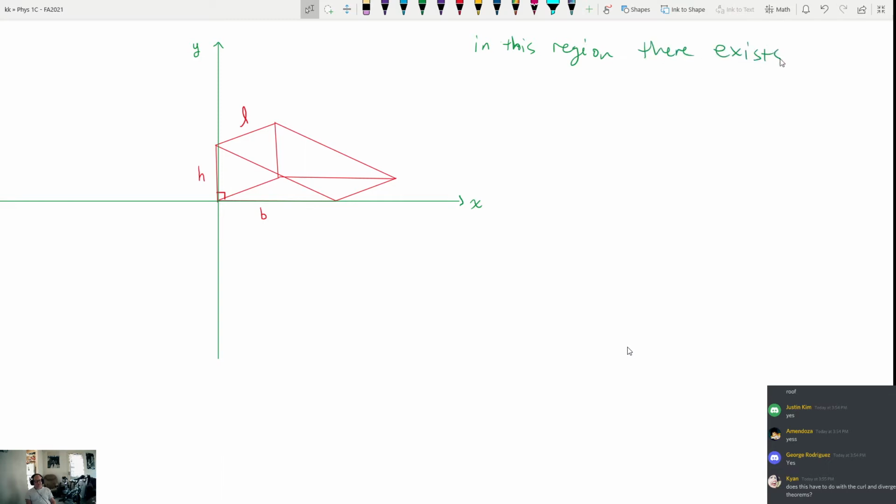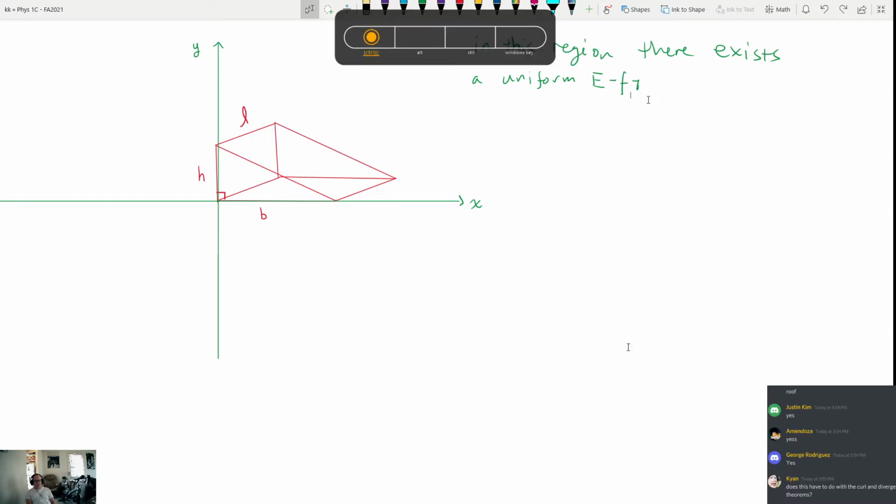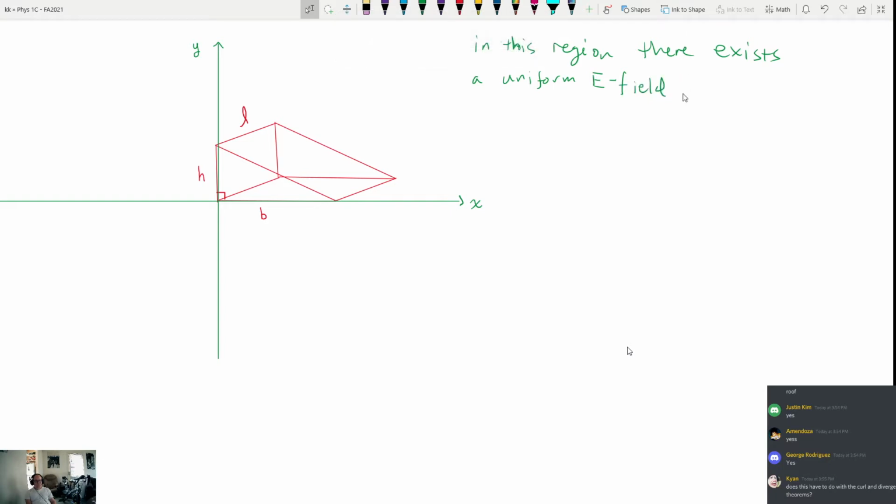There exists a uniform electric field. What is going on with my handwriting today? Field of... so I'll give you the vector definition of it. It's going to be E is equal to.